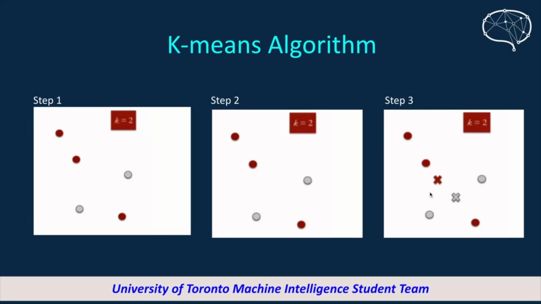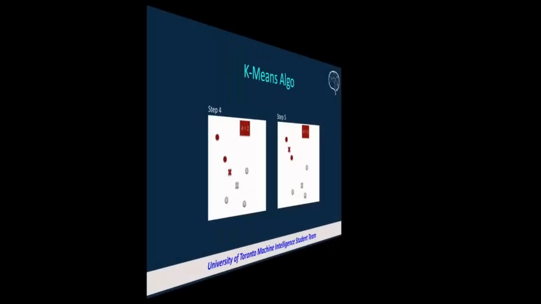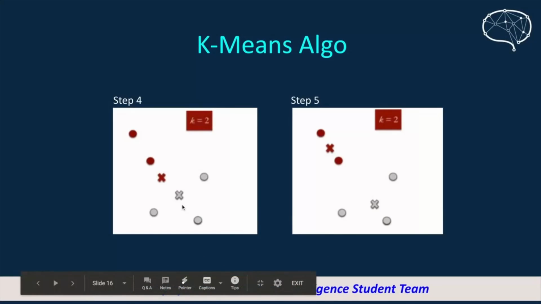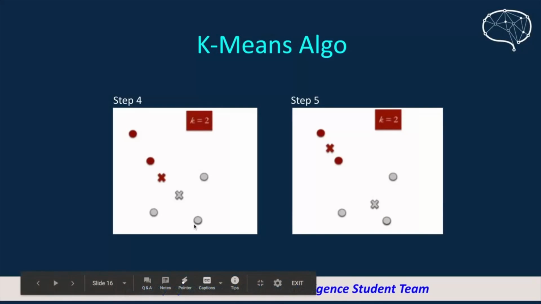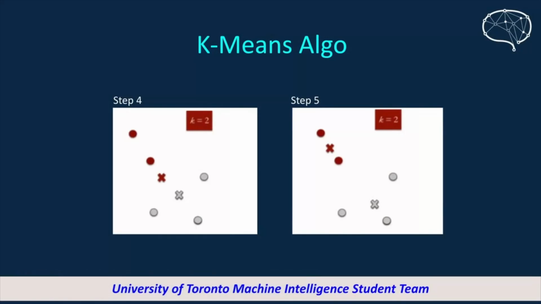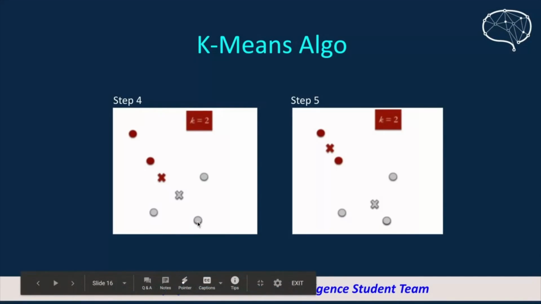In step 3, we compute the cluster centroids. The centroid of the data points in the red cluster is shown using a red cross, and those in the gray cluster are shown using a gray cross. We reassign each point to the closest cluster centroid. We note that only the data point at the bottom is assigned to the red cluster even though it's closer to the centroid of the gray cluster. Thus, we assign that data point to the gray cluster.